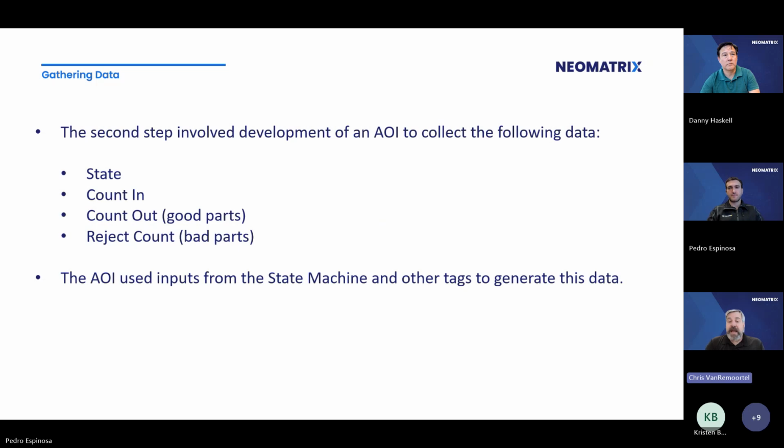Second step was to develop an AOI to collect state, being the state of the equipment, counts in when a job is started, as in when a vehicle enters a workstation, count out when a vehicle or part leaves a workstation, that's good. And then reject counts would be when a vehicle or other part subassembly leaves the station, then there's a defect. The vast majority of the PLCs at this site were Allen Bradley. So we built an AOI that was dropped into all the control PLCs, plugged into their state machine, and we got the information we need: the current state as well as a rolling count of the ins and the outs and the bads.